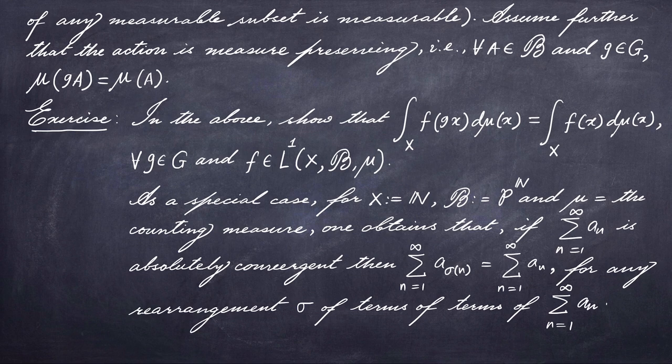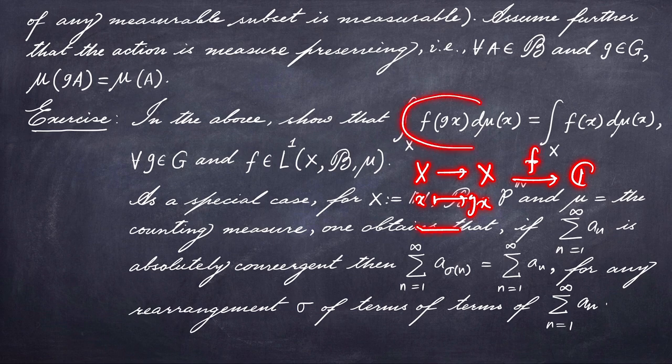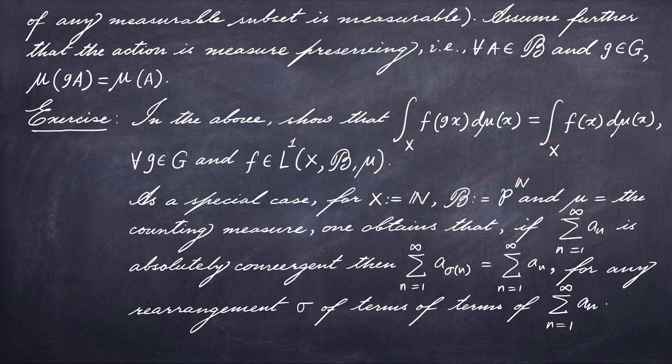So I would like to leave the following exercise in this context: if the action of G on X is measurable, then for every integrable function and any g, these two integrals would be the same. So for any g, we have this map from X to X, sending each x to gx, and then f is a function from X to C. So this is nothing but the composition of these two. The exercise says that the integral is going to be the same for any g.